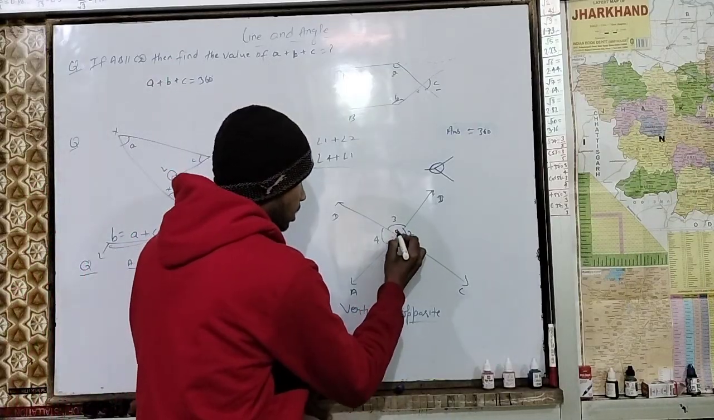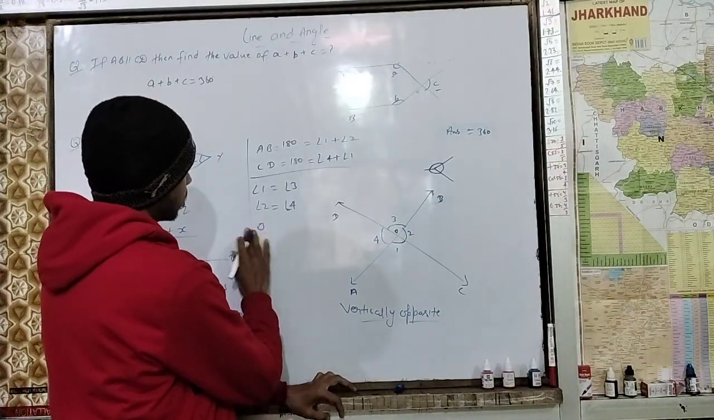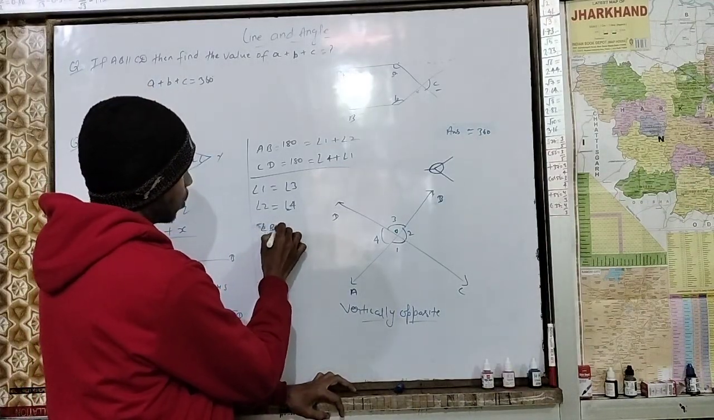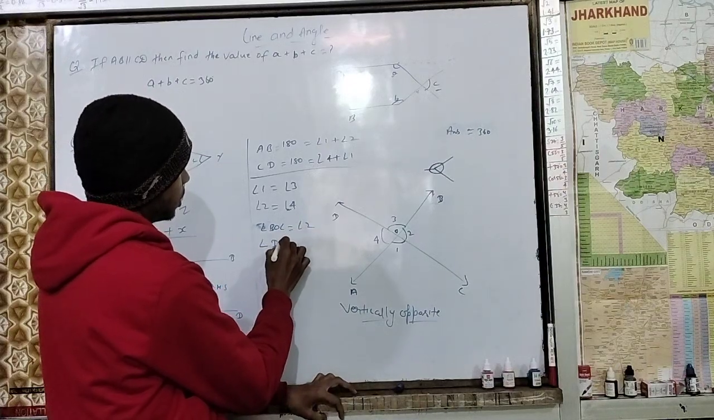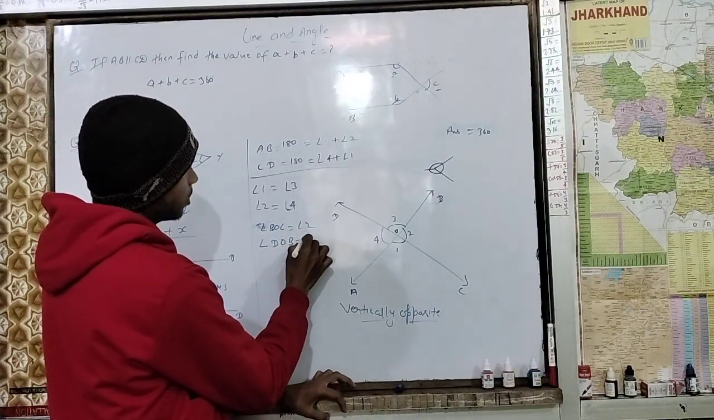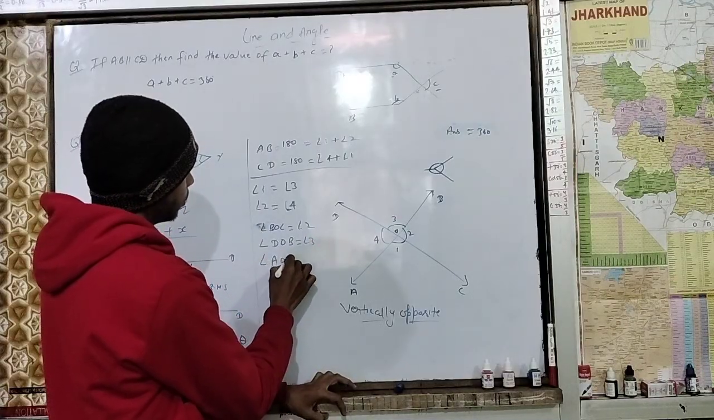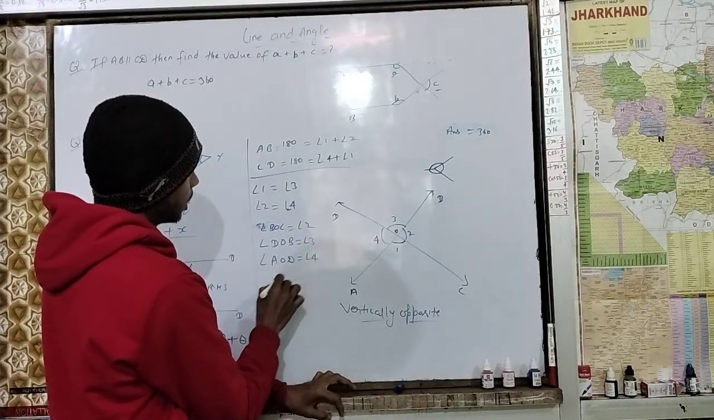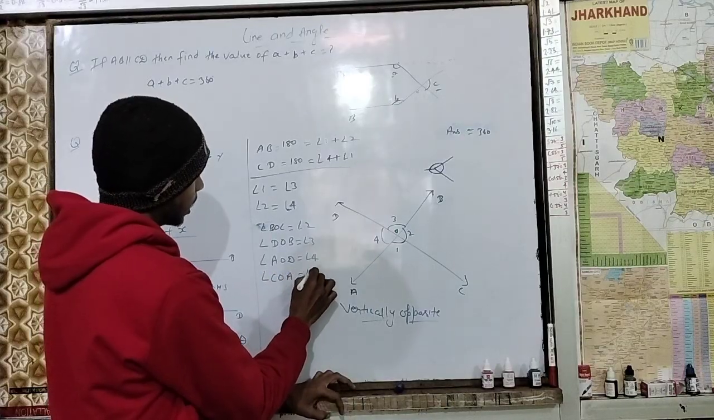Let's say the common vertex point is O. So, hold on, angle BOC will be angle 2. Angle DOB will be equal to angle 3. Angle AOD will be equal to angle 4. Angle COA will be equal to angle 1.